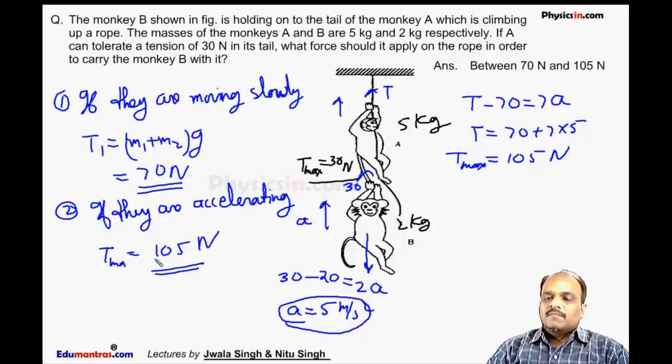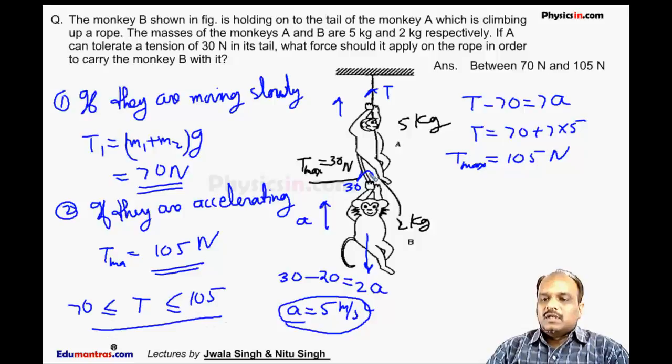So the tension in the string lies between 70 and 105 Newton, such that the tail of this monkey never breaks. Otherwise, if the acceleration is more than 5, then this tension becomes more than 30, and in that situation this tail will break. So the tension in this string lies between 70 to 105 Newton if these two are moving upward.